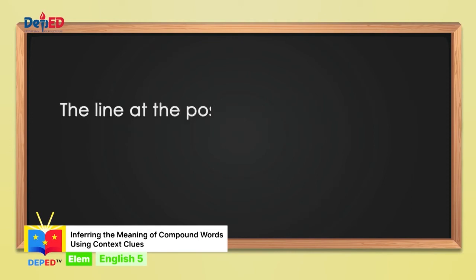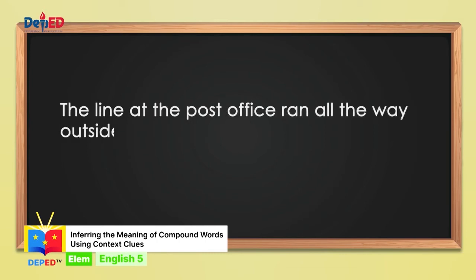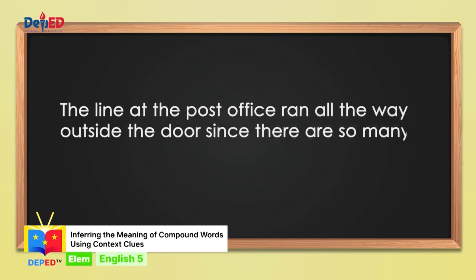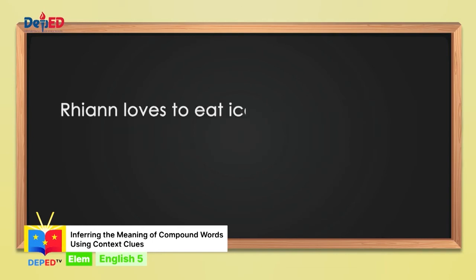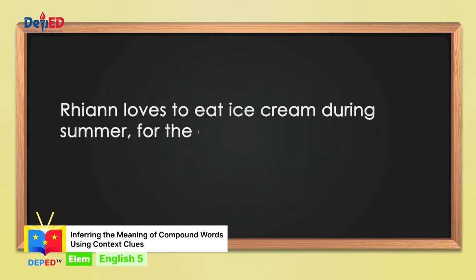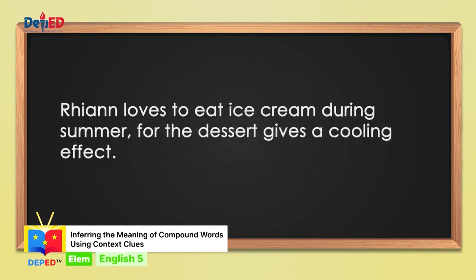The line at the post office ran all the way outside the door since there are so many people inside the mail depot. What is the compound word in that sentence? Write down the type and the meaning in your notebook. Who is ready for the next sentence? Here it is. Rian loves to eat ice cream during summer because the dessert gives a cooling effect.